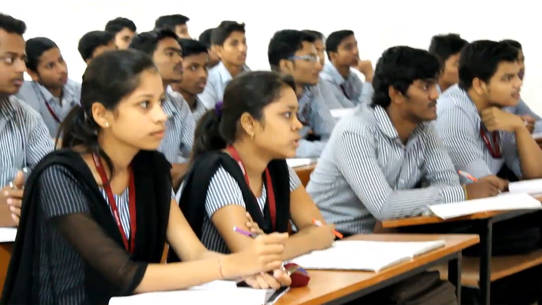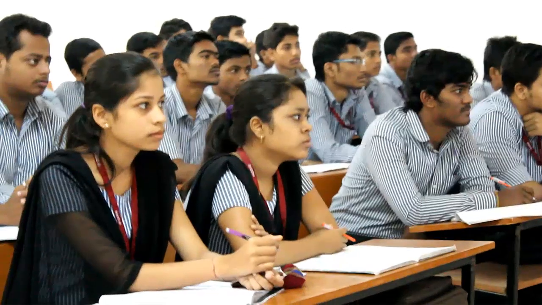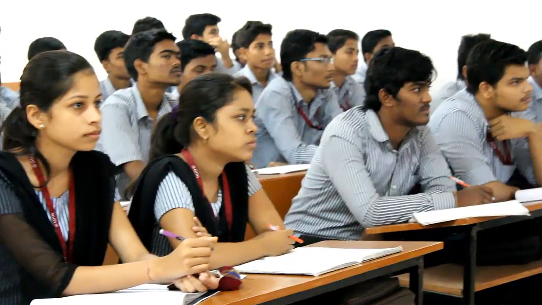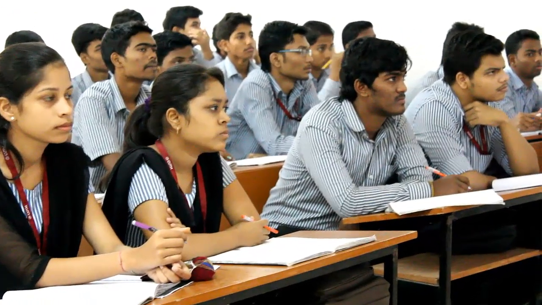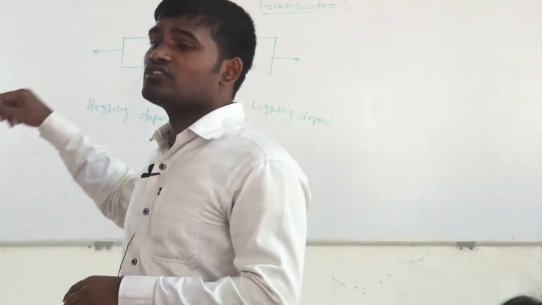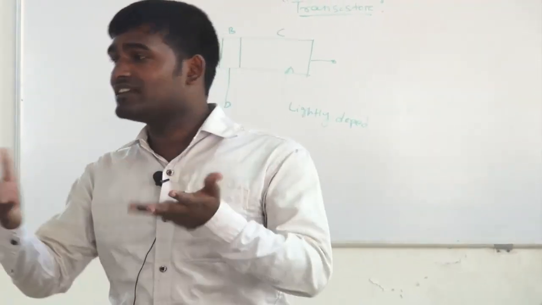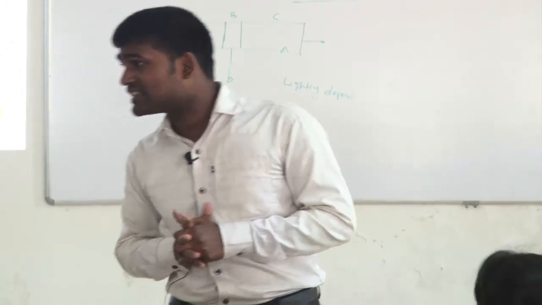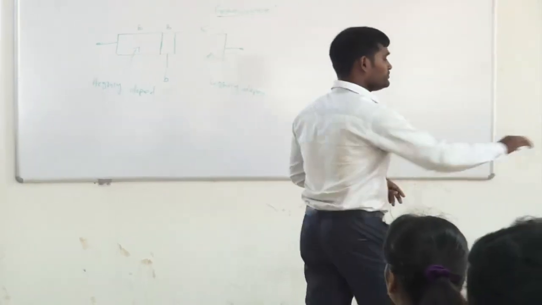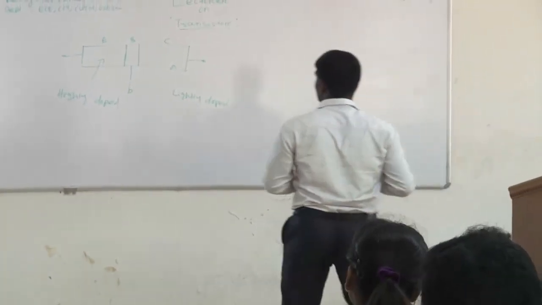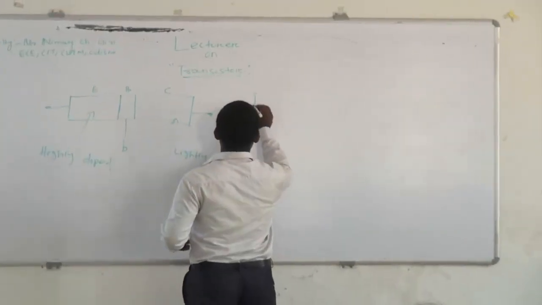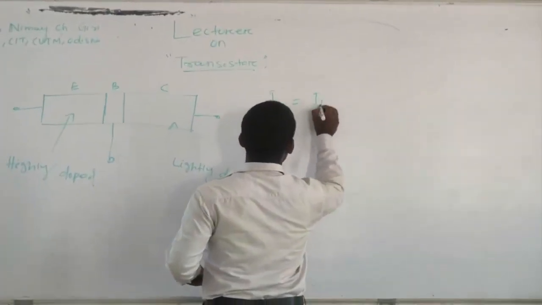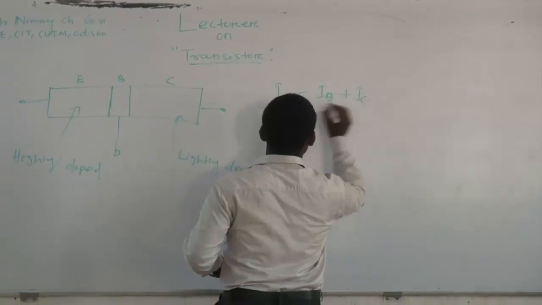After recombination, it gives the current IB. The total number of electrons emitted, 100%, gives the current IE, and about 95% of electrons come into the collector side. It contributes the current IC. So the total current IE is equal to IB plus IC.